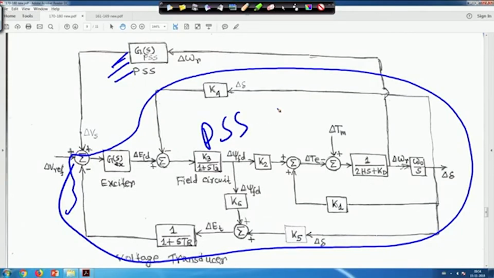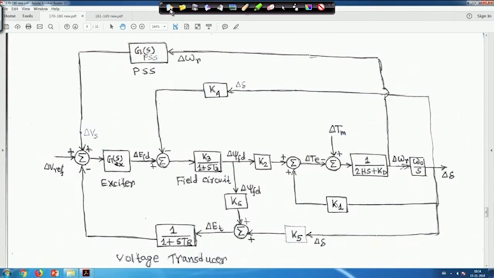Now, if we put in the power system stabilizer, then if you look at this, the signal is coming here, and the output of the stabilizer signal is delta Vs, which is here. This is delta V reference, this is my exciter, and the rest of the block diagram remains the same. In this case, the block diagram will come back to that, but the only thing is that this delta Vs is an additional signal coming here. The rest of the things are okay.